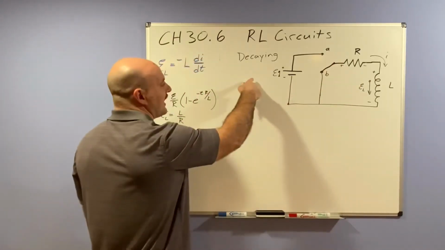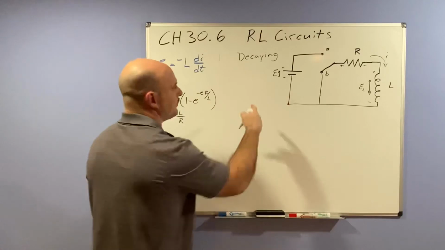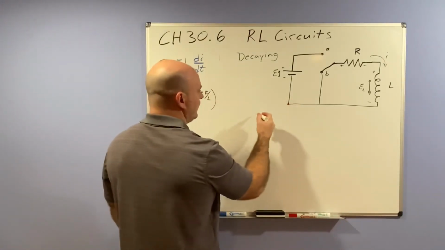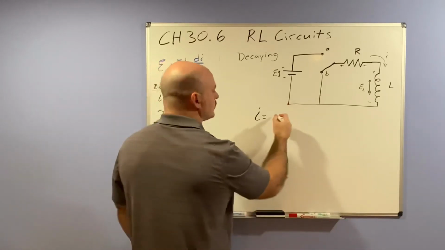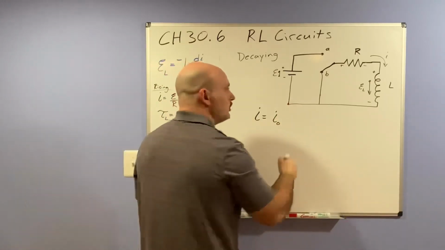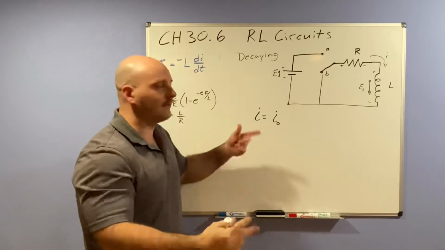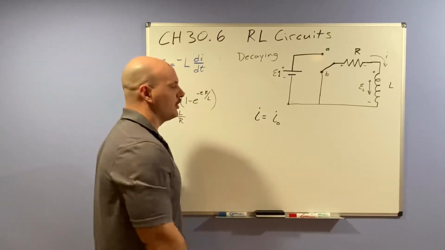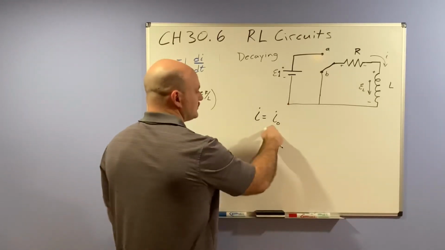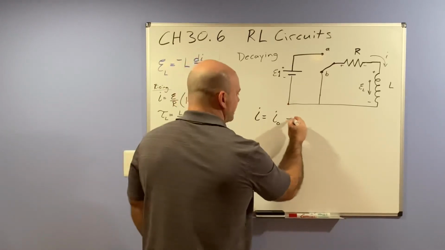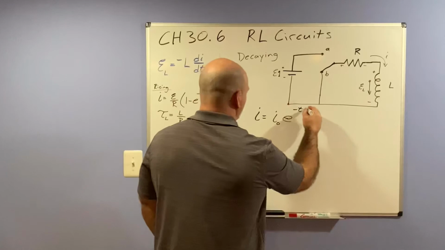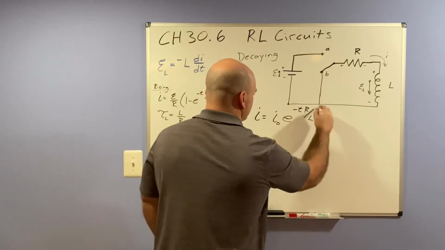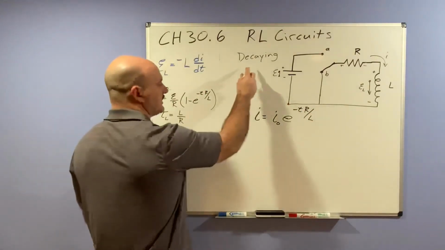And when we do that, and we do the differential equation, what we end up with for an expression for the decaying current is as follows. We get the current is equal to some initial current. It could be maximum current, it could be whatever the initial current is. We're just going to call it I naught. So some initial current times the exponential function raised to the negative t R over L. That is our expression for a decaying current.